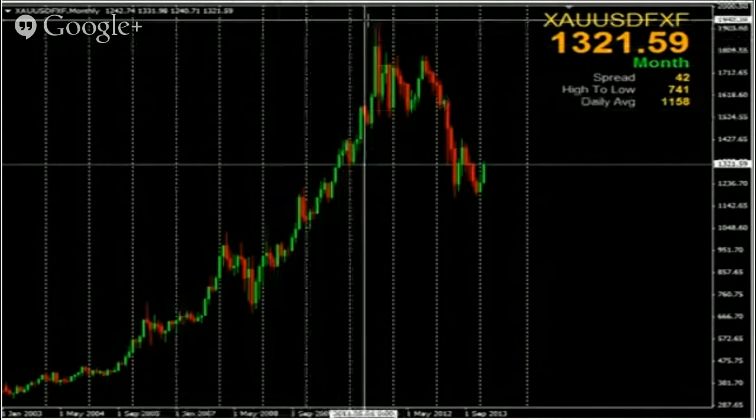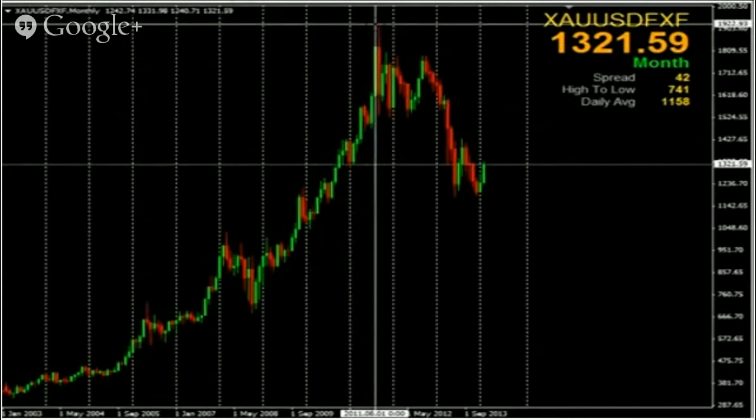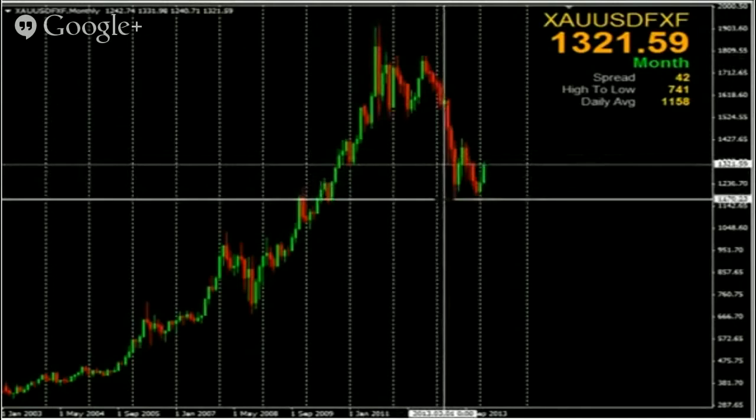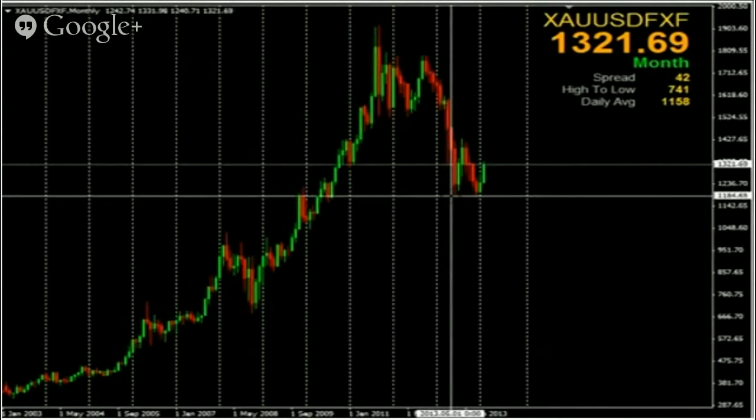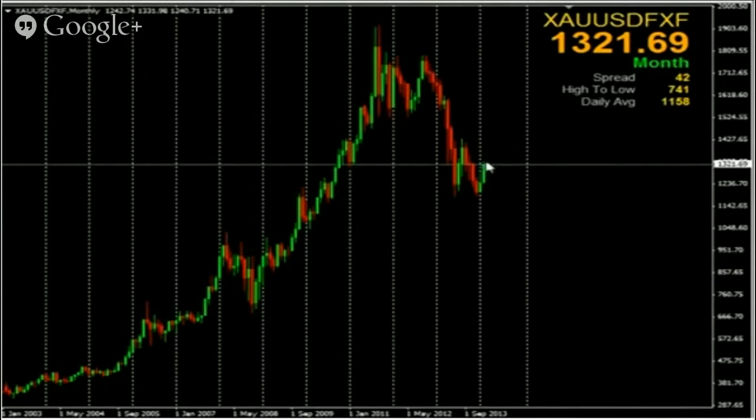It went all the way up over here in 2011. It hit around 1,930, 1,920, 1,930 up there, and now it's fallen back. And notice here it's what's called a double bottom, as a matter of fact. So it's dropped down to about 1,184, and now it's travelling up here. This is where the current price is. This is the line of the current price, all right? And it's displayed here on the top right: 1321.69. So that's the current spot price.